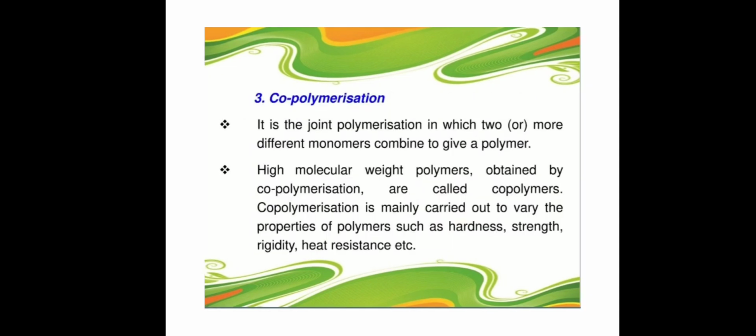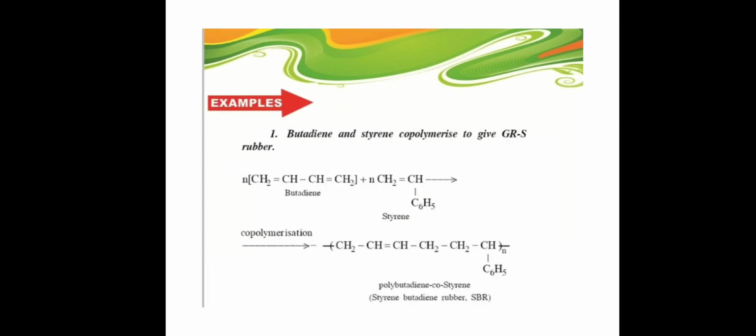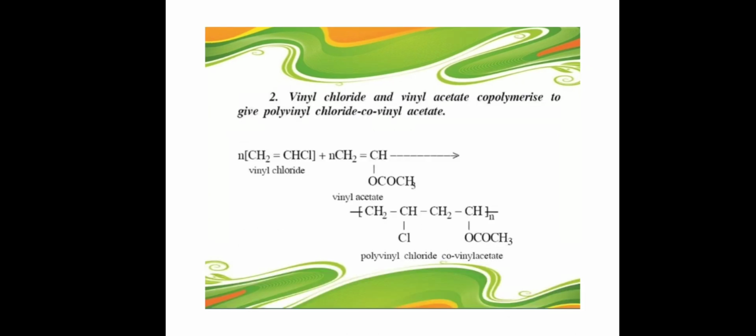And the third one is copolymerization. It is a joint polymerization in which two or more different monomers combine to give polymers. It is also called heteropolymers. The monomers are different, two different monomers are used. The example is butadiene and styrene. It is the best example. Here, vinyl chloride and vinyl acetate.